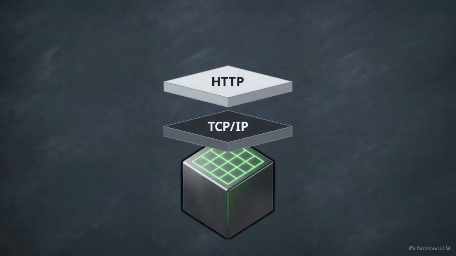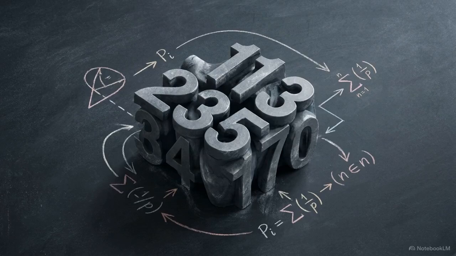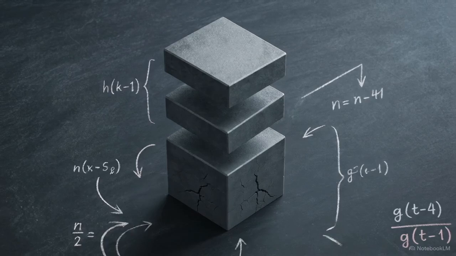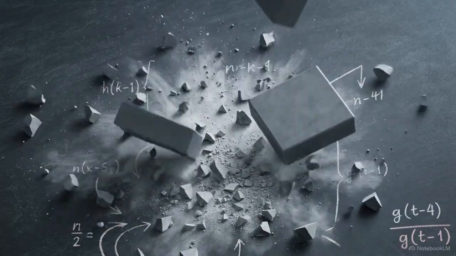We will strip away the network protocol to look at the symmetric encryption doing the heavy lifting, and finally, the pure number theory that establishes trust in the first place. What we find is a strict dependency stack. If any single mathematical layer fails, the entire system collapses.